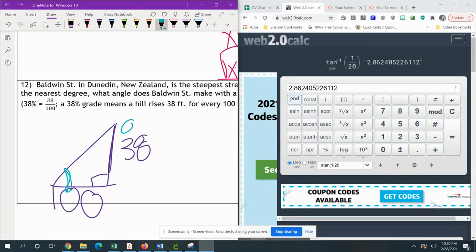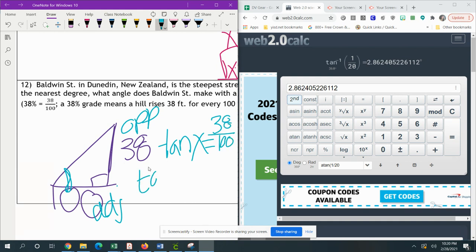That makes the 38 opposite and the 100 adjacent, which means we are going to use the trig function tangent, because tangent is opposite over adjacent. We don't know what the angle is, so we're going to call it x. Opposite is 38 and adjacent is 100. So we're going to solve for x by taking the inverse tangent of 38 over 100, and that's going to give us what x is equal to.